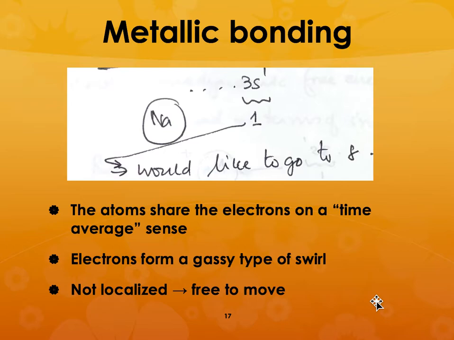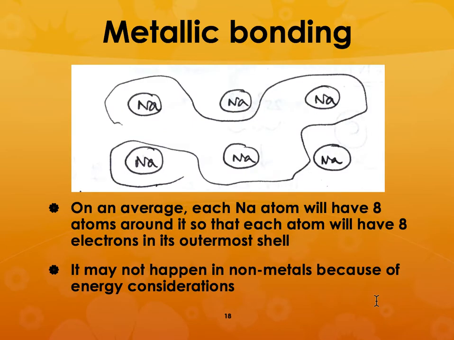So all those electrons will start floating, and on a time average sense, they will form a total of 8 electrons over a total of 8 atoms and so on. Or if there are 2 electrons, then there would be 4 of them getting together and so on. So each sodium atom will have 8 atoms around it, so that they will have 8 electrons in its outermost shell. It may not happen in non-metals because of energy considerations.